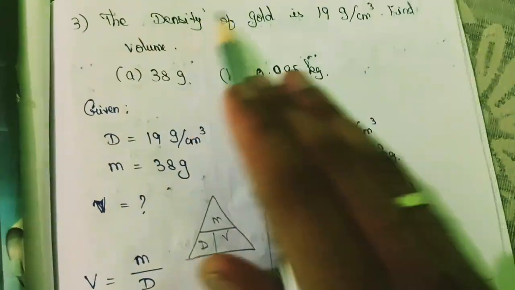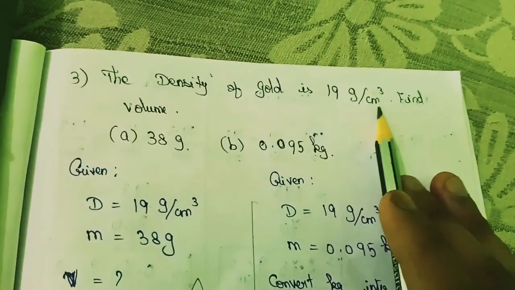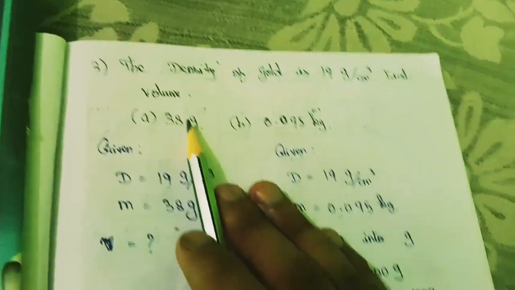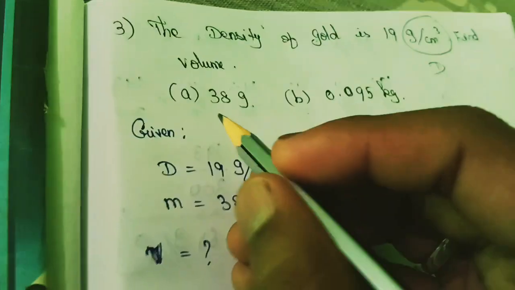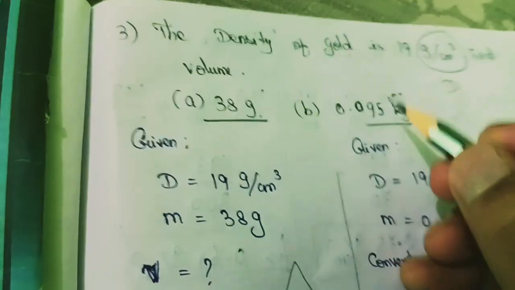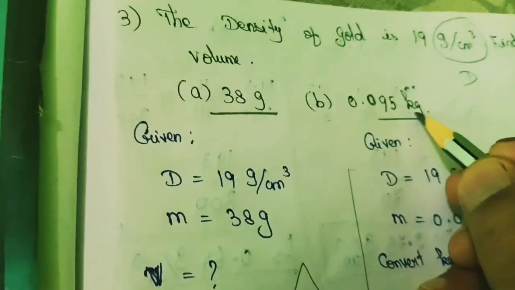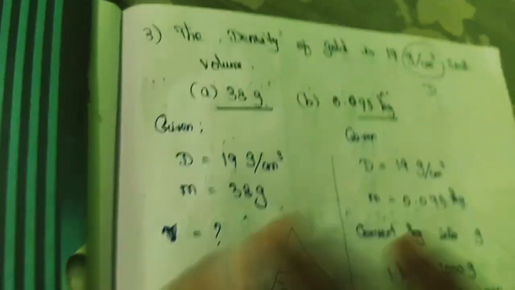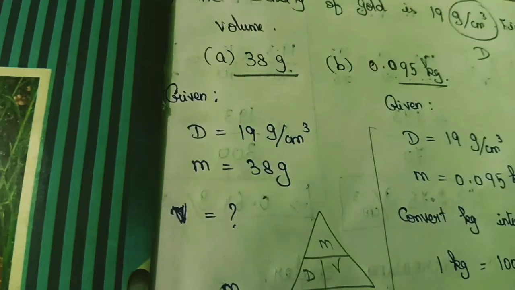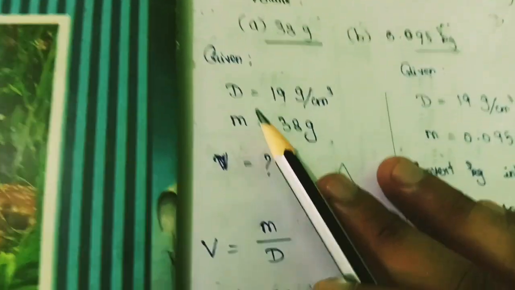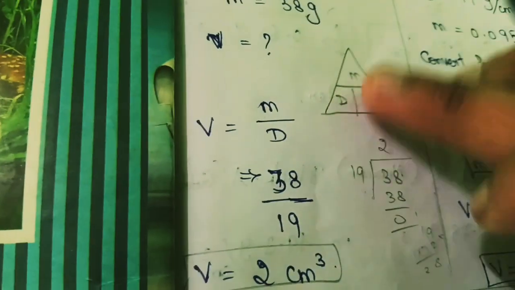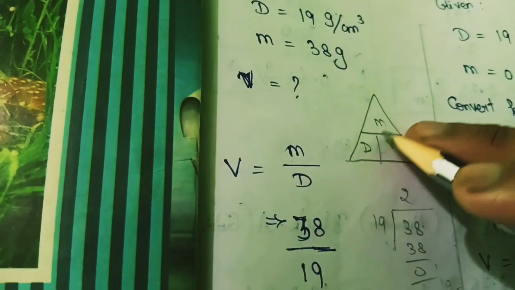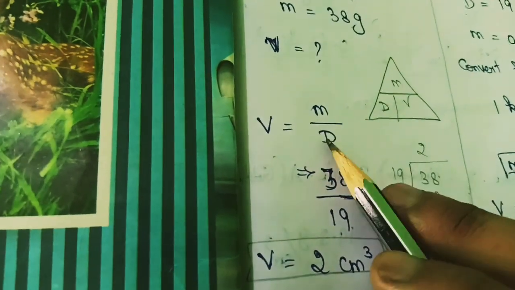Third problem. The density of gold is 19 gram by centimeter cube. Find its volume. They have given a density, and they have given two masses. One is 38 gram and the other is 0.095 kilogram. So we are supposed to find for these two masses also. Density is common for both. Shall we solve? Given data, first for 38 gram let's solve. For volume also there is a formula. Hide the volume, mass divided by density. So volume is equal to mass by density.